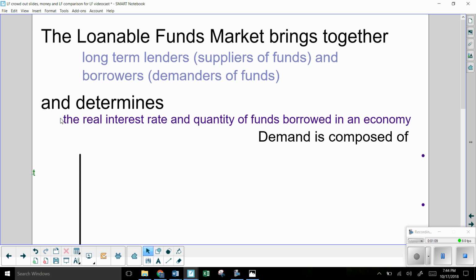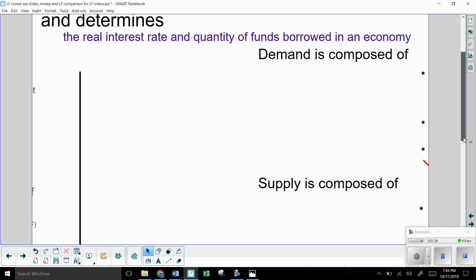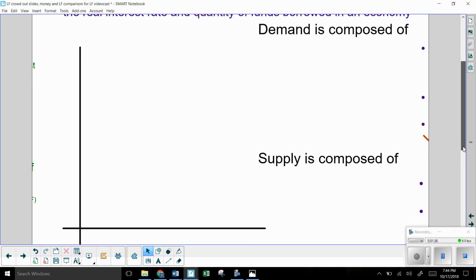The loanable funds market is the place you would look to figure out what the real interest rate in an economy is and what the quantity of funds that are borrowed for long-term purposes or lent for long-term purposes might be. Okay, so here we move down a little bit and we can think about the graph itself and how we make that work.